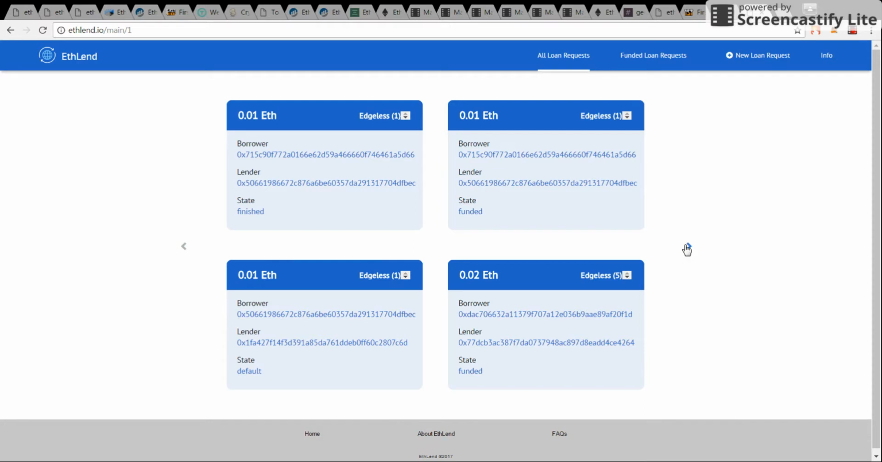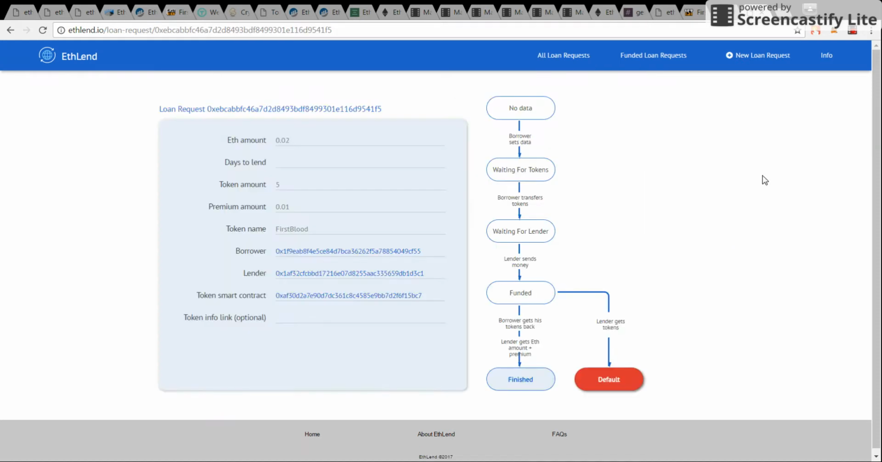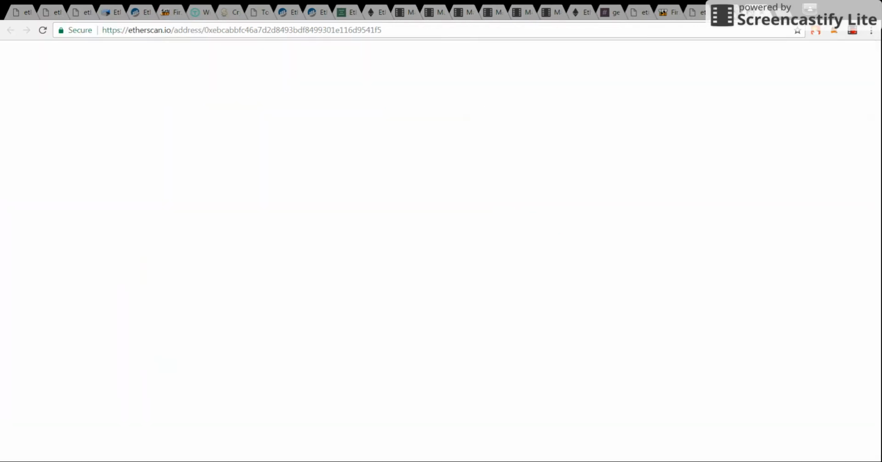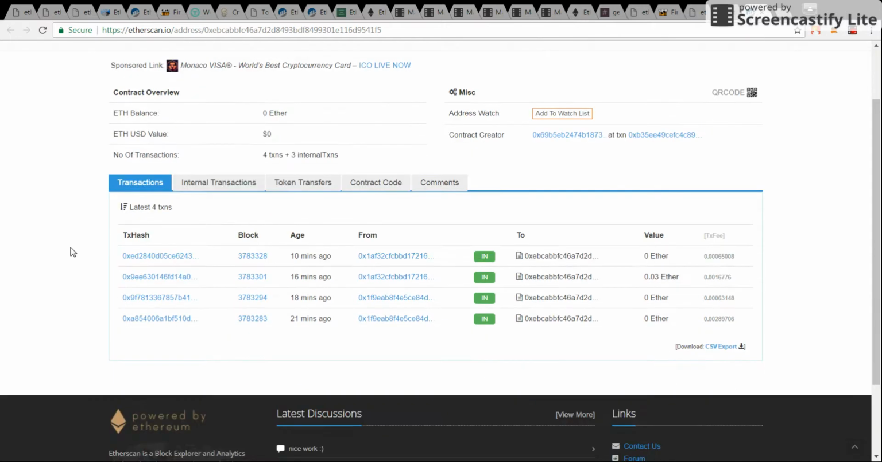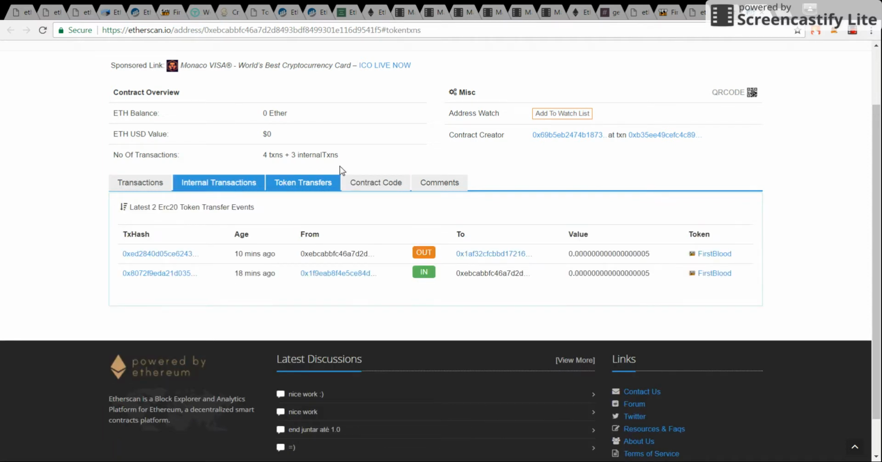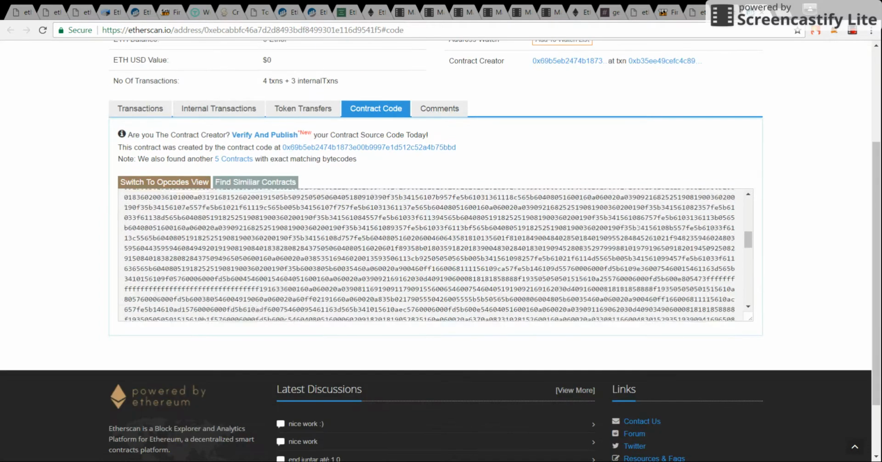So all of the loan agreements here, if we go further, we can see that these loan agreements are smart contracts. If you click on the link, it will take you to Etherscan. All the transactions, the loans, the collateral, tokens, these are all functions from the loan contract. So we at EthLend don't handle the transactions. They are all going through the smart contract.